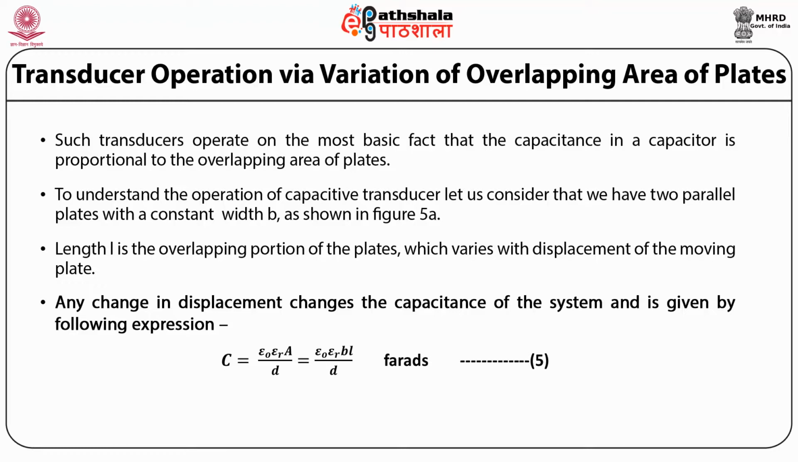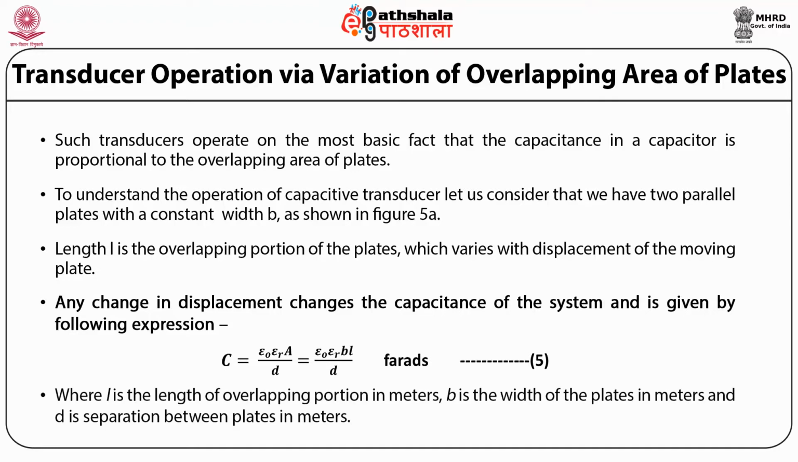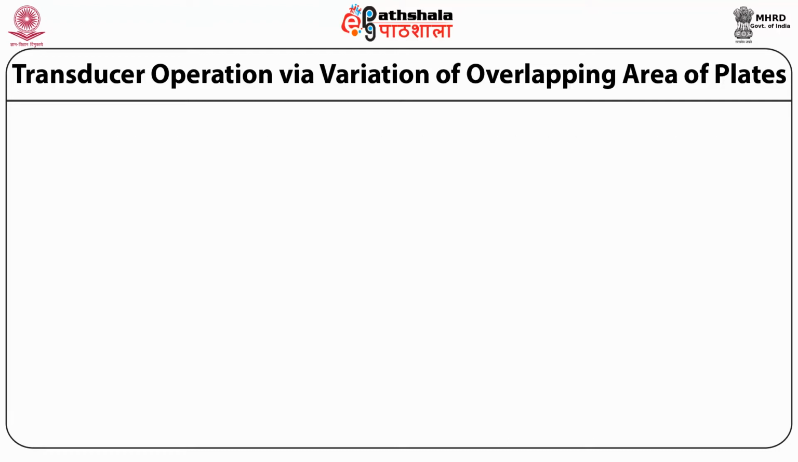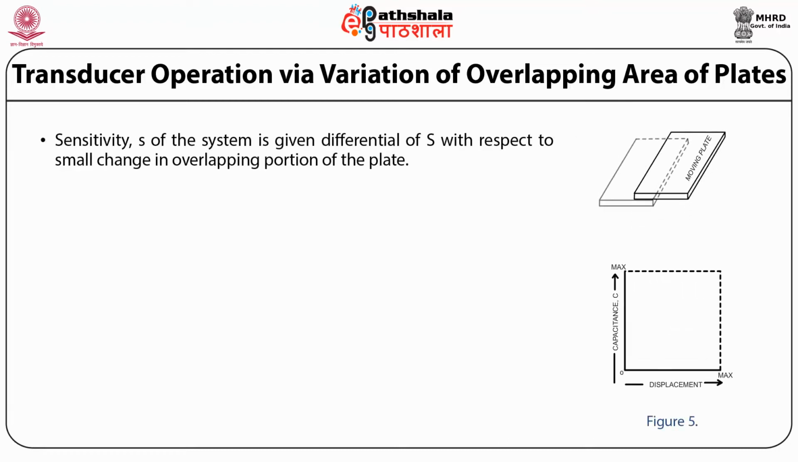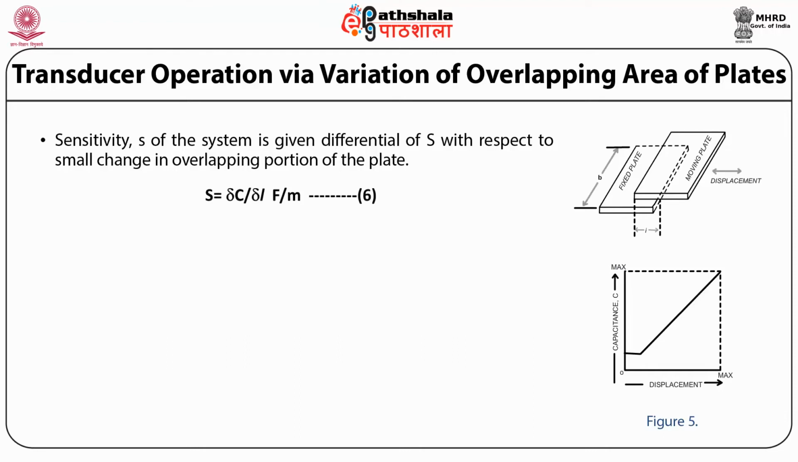This is equation 5, where L is the length of the overlapping portion in meters, B is the width of the plate in meters, and D is the separation distance between the plates in meters. Sensitivity S of the system is given by the differential with respect to a small change in the overlapping portion of the plate. This can be written as S equals delta C by delta L, that is farads per meter. This is equation 6.